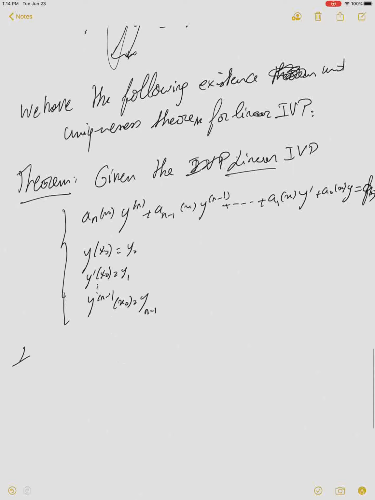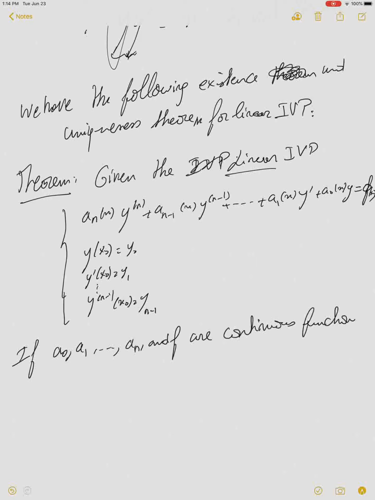Okay. Now notice the condition. If a_0, a_1 up to a_n and f are continuous functions in an interval I, an open interval containing x0, and a_n of x is different than 0 for all x in I.